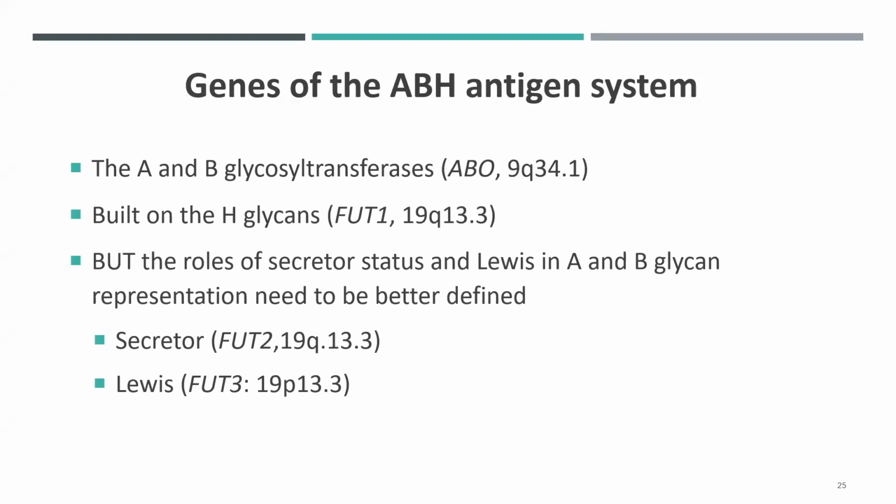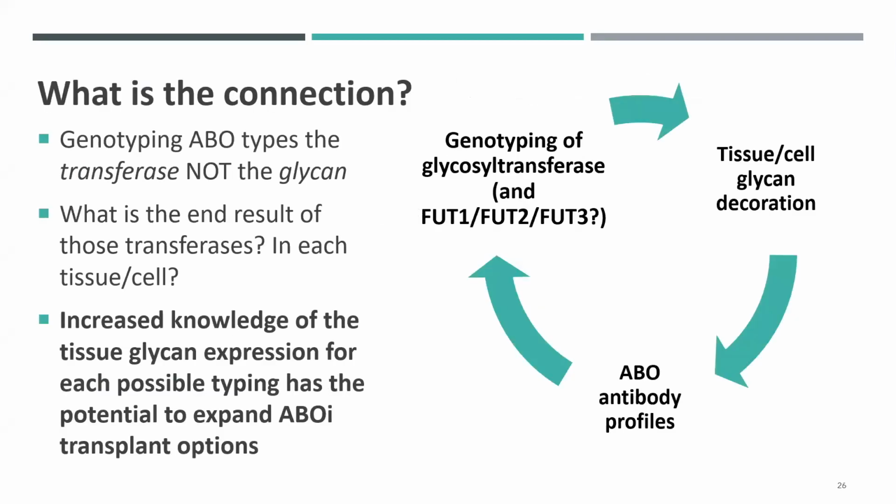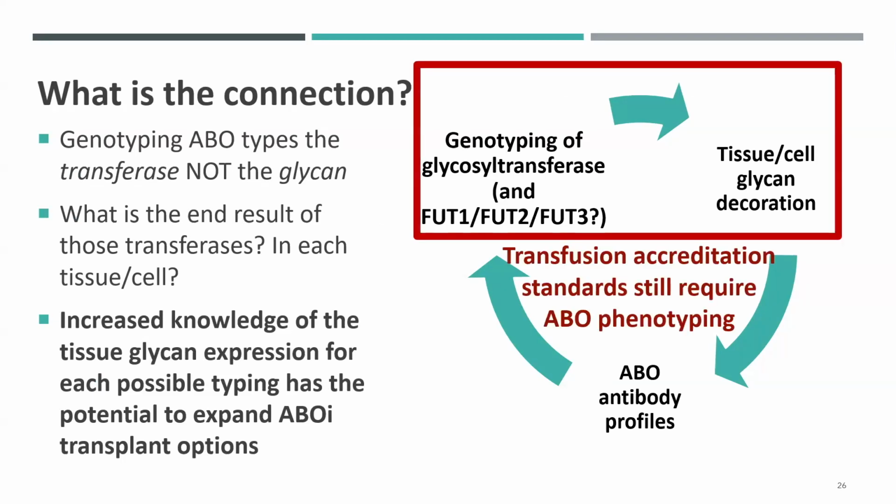Certainly for the A and B glycosyltransferases, there are commercial assays available to genotype those, but it might be more complicated than that, and it's certainly more complicated when we think about what ends up on our cells and tissues. Transfusion accreditation standards still require that we do phenotyping, and I think that's a good thing because we actually don't know the result of every one of these glycosyltransferases and what it exactly translates to for our cells and tissues, because there are hundreds of different alleles for ABO, which I'll show you in a moment.